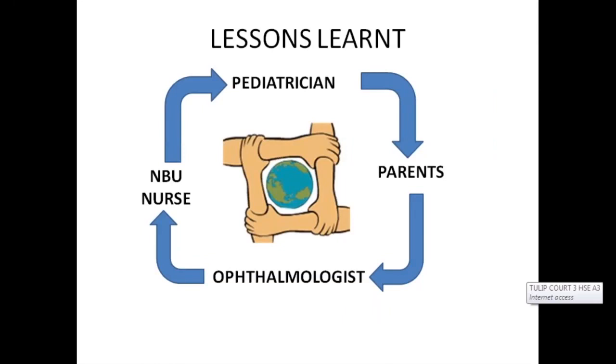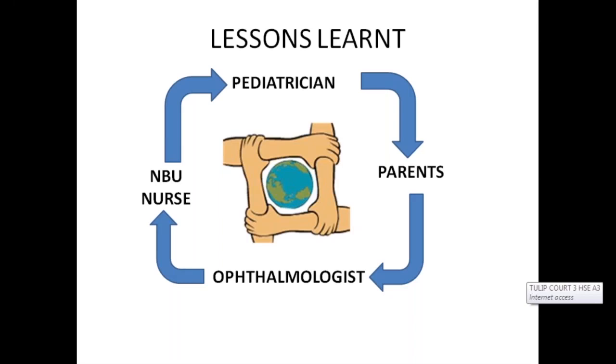The main lesson that we learned through this is that prevention of RoP blindness is a collaborative effort. We need to involve the pediatricians, the neonatal unit nurses, the ophthalmologists, and the parents. And once these 4 groups of people are involved, we can fight RoP blindness better, we can screen more babies and we can reduce our loss to follow-up once they're discharged from the neonatal units.